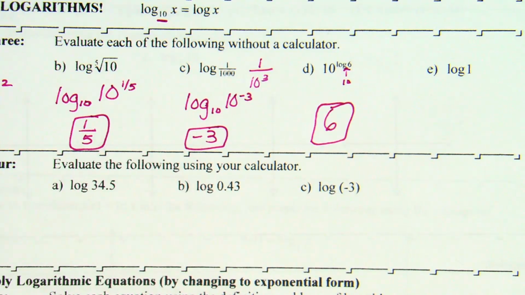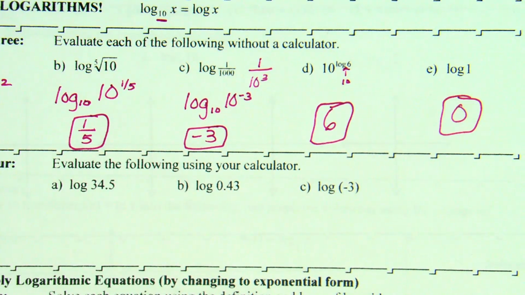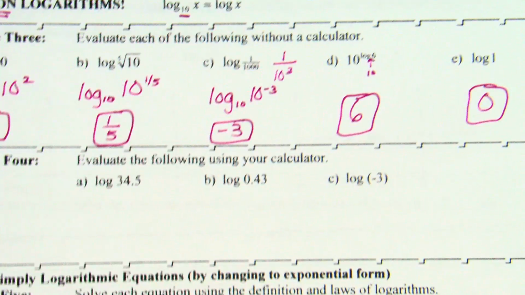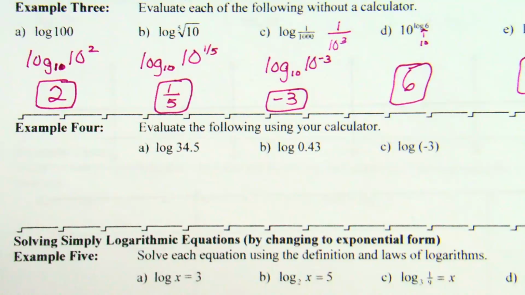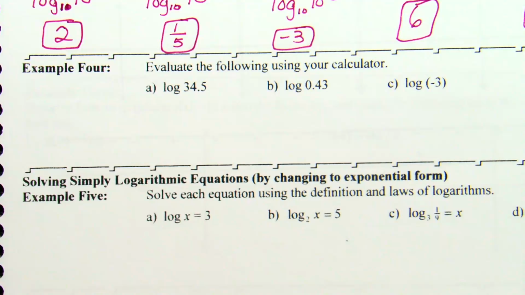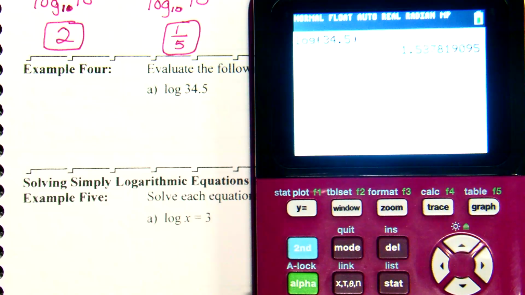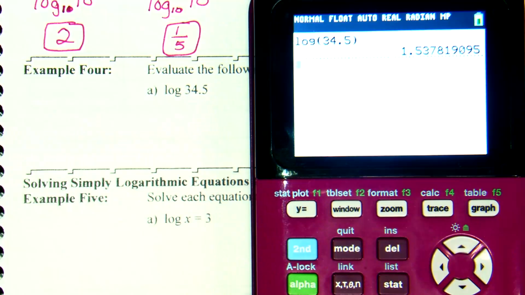Okay. You do actually get to get your calculators out on this one. Evaluate the following on your calculator, which means, is there work to show? No. You just find the log button on your calculator, which is on the left-hand column. And how do I do log of 34.5? Log 34.5. 1.5378199095. I have 3 decimal places written down in my notes.